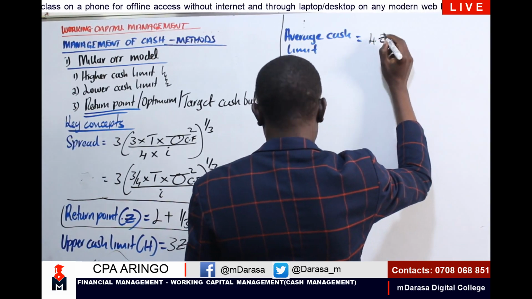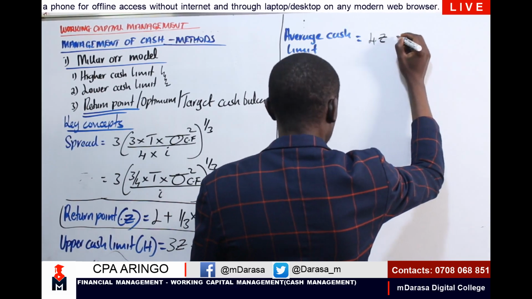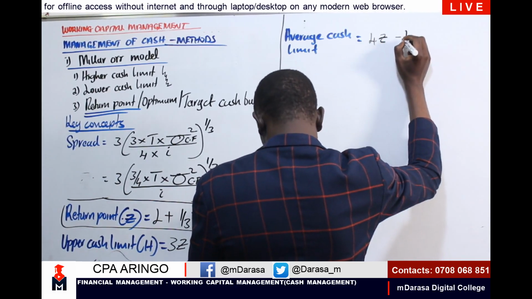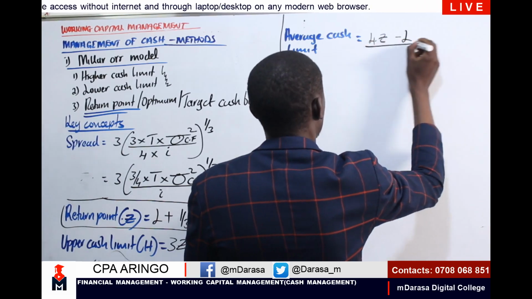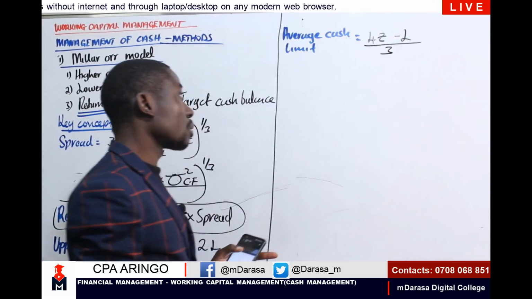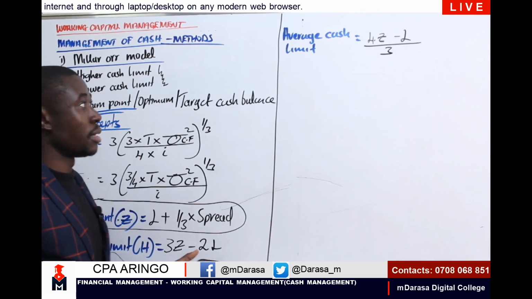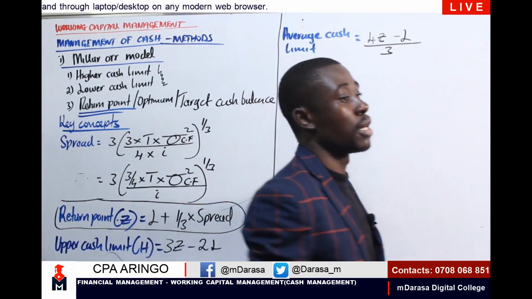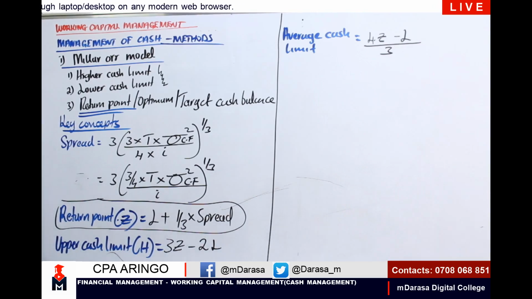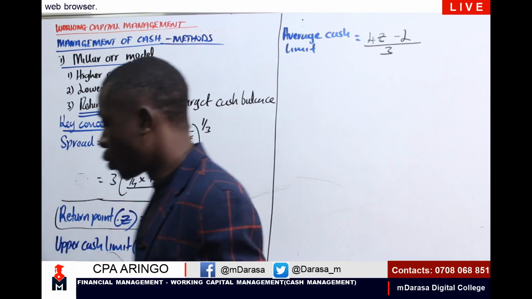4 times my return point, less our lower cash limit, we divide by 3. That of course should give us our average cash limit. So basically this is what you should always be having.